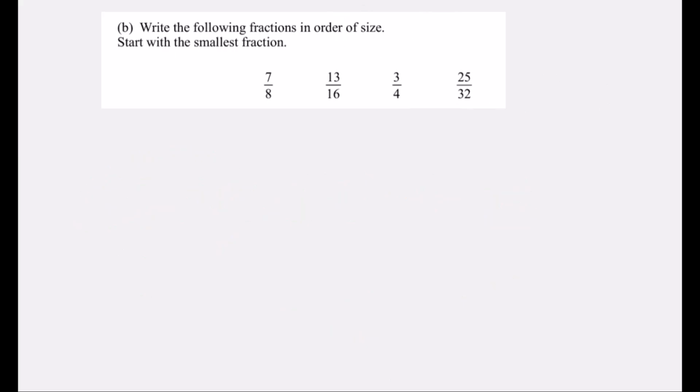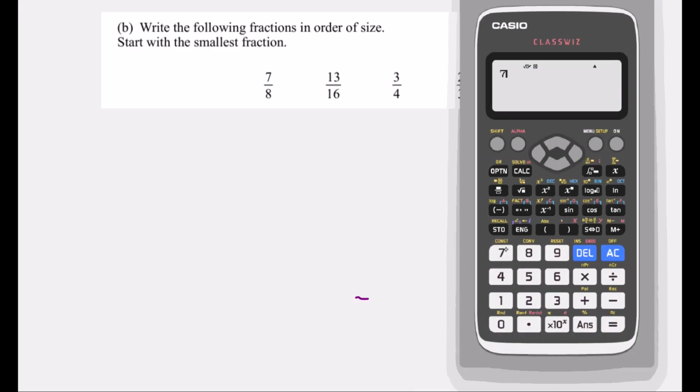Part B, write the following fractions in order of size. Start with the smallest fraction. There are different ways of doing this one. We can make all the denominators the same, and then they'll be easy to compare. Or because it's a calculator paper, we've also got the option of changing them all into decimals. So if you write 7/8 in a calculator, and then press this S to D button, you can change it into a decimal and then compare the decimals instead. So either one of those two methods would be fine.